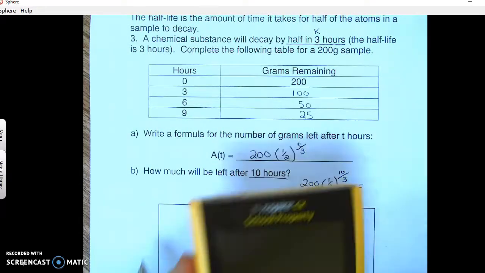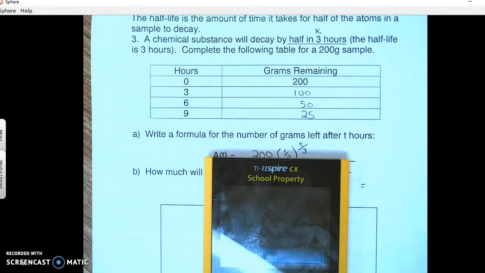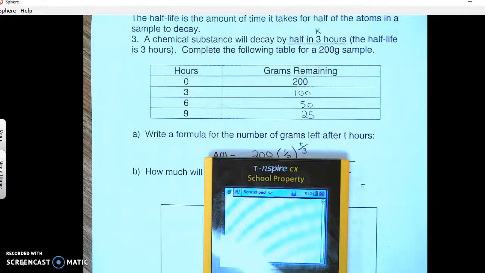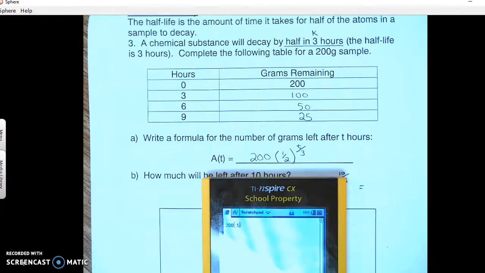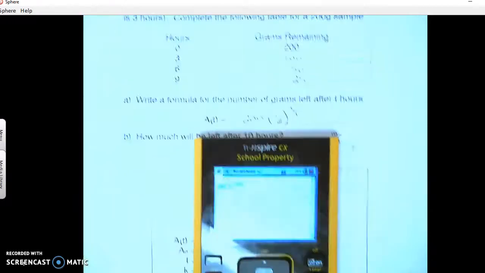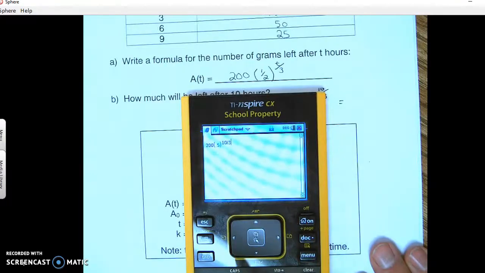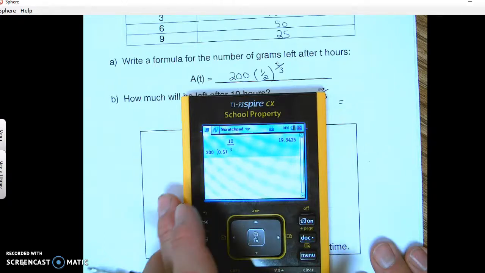Okay, so I'm going to use my calculator for this one. So 200, and then caret, I'm going to go ahead and use 0.5, easier to put in. And then raised to the 10 divided by 3. Should be a little less than 25. A little bit more than a little less. 19.8425.